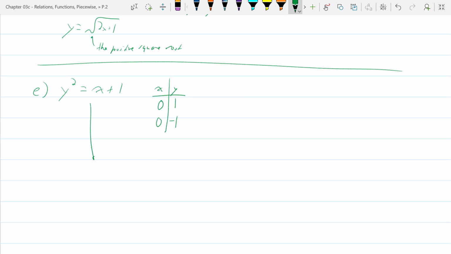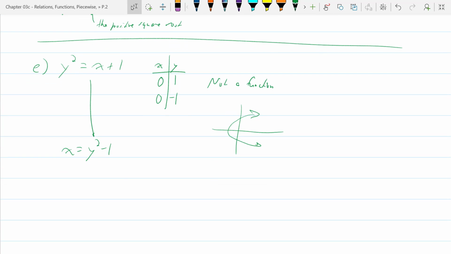Because what I can do with this is say that x is equal to y squared minus 1 and plug in two different y values and get the same x value. So this is not a function. In fact, if I graph that on a graphing calculator, it looks something like this, where it fails a vertical line test, something that many of you are familiar with. Just because it's not a function doesn't mean I can't answer questions about its domain and range.